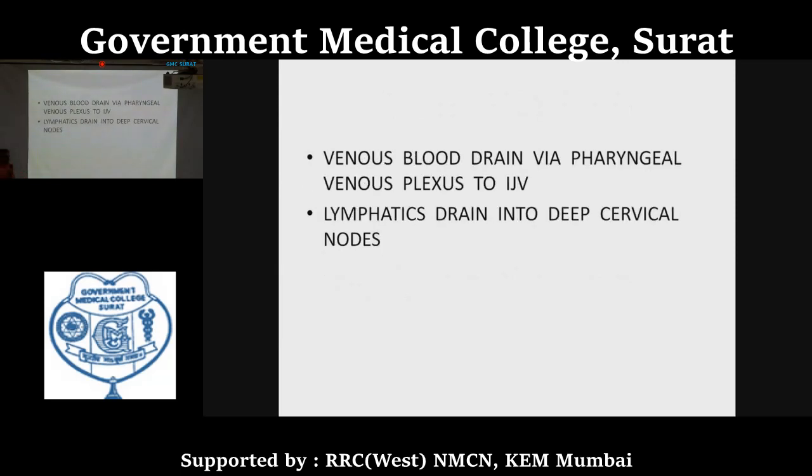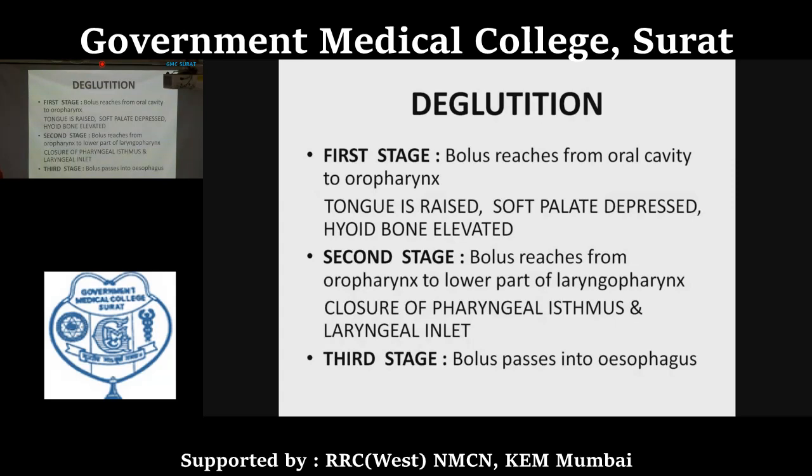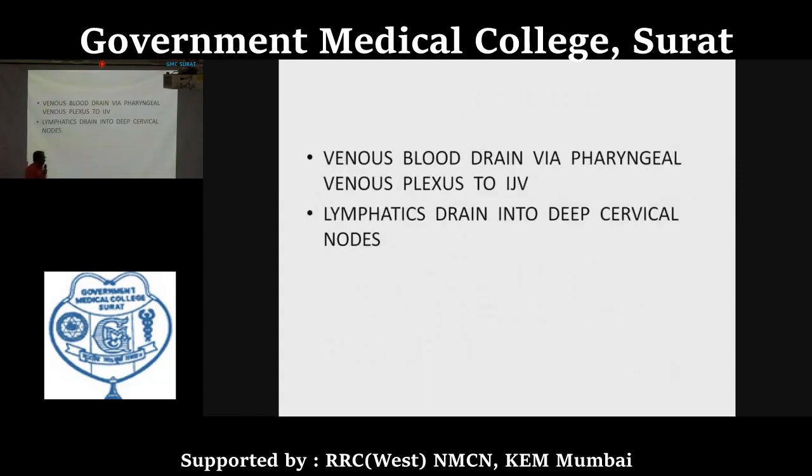As far as venous drainage is concerned, venous blood from the pharynx is drained into the internal jugular vein. Actually, venous blood drains into the pharyngeal venous plexus, which surrounds the pharynx, and ultimately this venous plexus drains into the internal jugular vein. The lymphatics from the pharynx drain into the deep cervical lymph nodes. So this was about the nerve supply, arterial supply, and venous drainage as well as the lymphatic drainage of the pharynx.